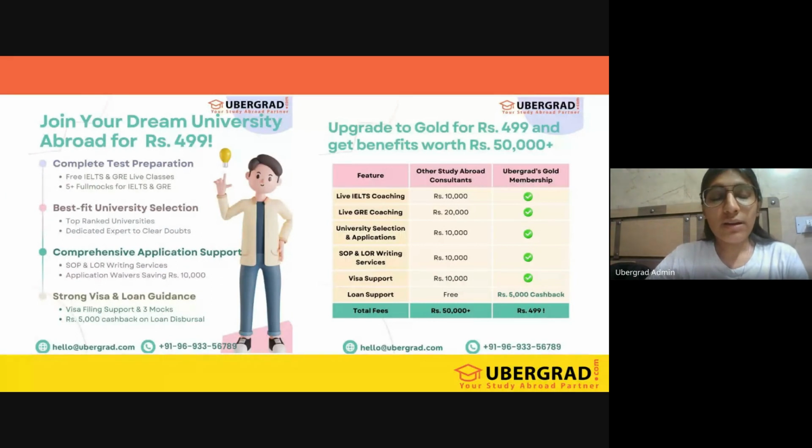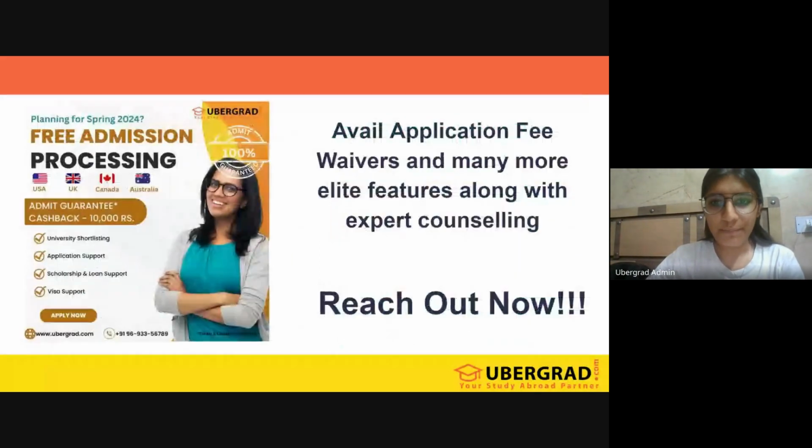The gold membership is available for rupees 499, for which you get benefits worth more than 50K. On other platforms, you get the same features, like live IELTS coaching, live GRE coaching, university selection and application, SOP and LOR writing services, visa support, and loan support, for 50K plus. But at Ubergrad, you can avail this for rupees 499. For this also, you can check out the website and get enrolled from there.